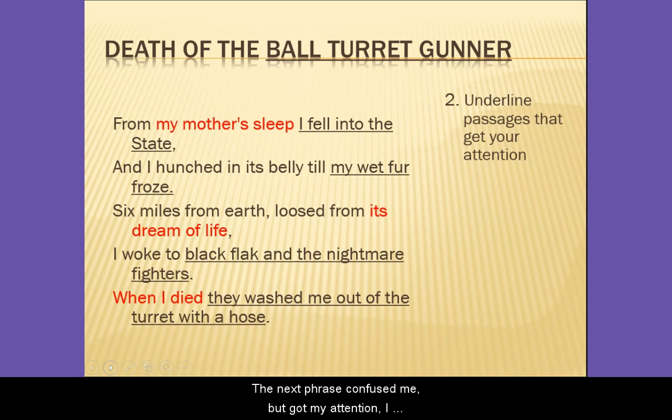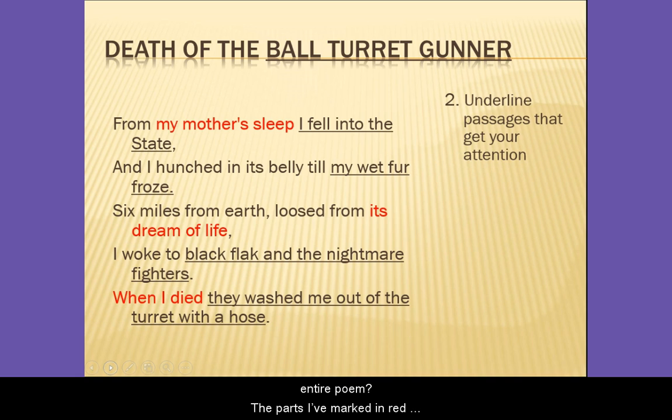The next phrase confuses me, but got my attention. I think because of the sound. Nightmare fighters seems to imply some horrible opposition that makes the speaker frantic and fearful like a nightmare. This seems like a war scene. The last line is again a graphic, gross image of a human being blown to pieces. Why would the speaker end on such a negative image about war? What does it suggest about the speaker? What does it suggest that the speaker was dead the entire time?